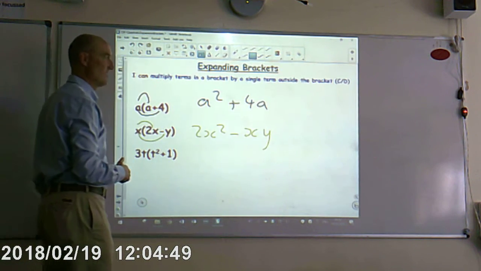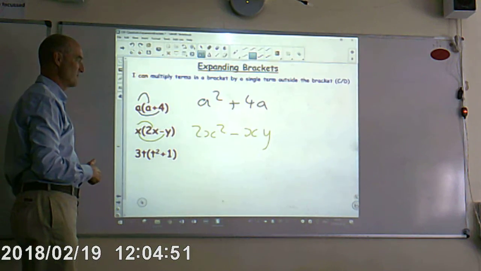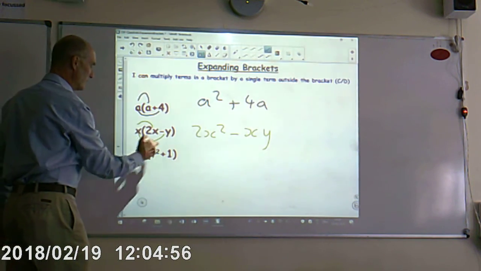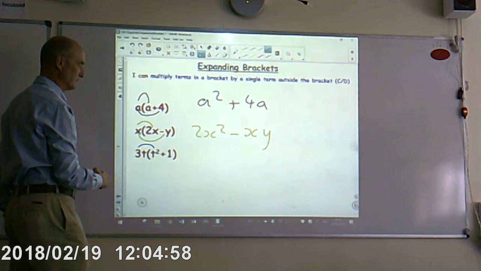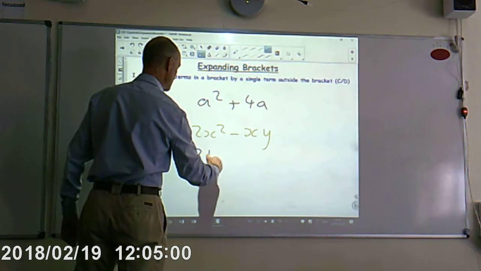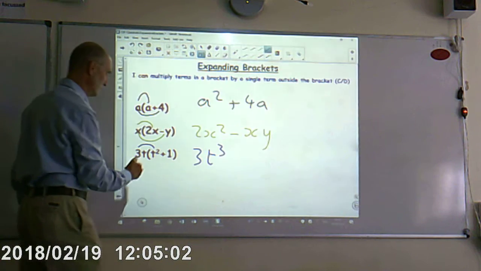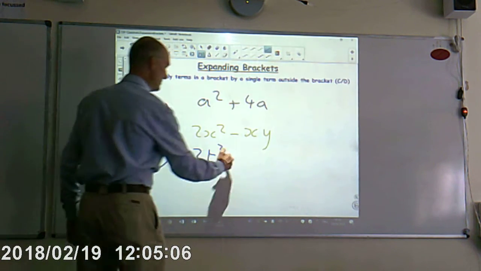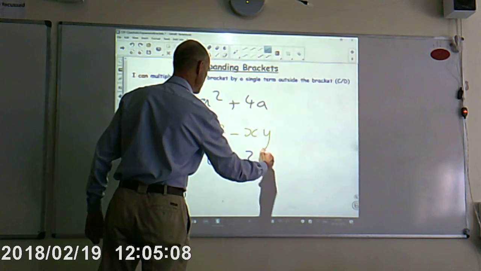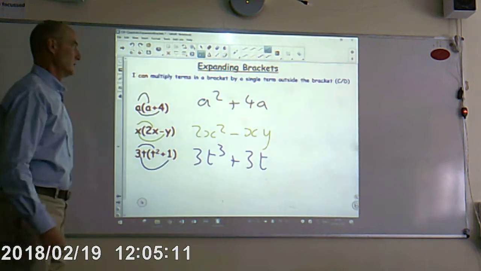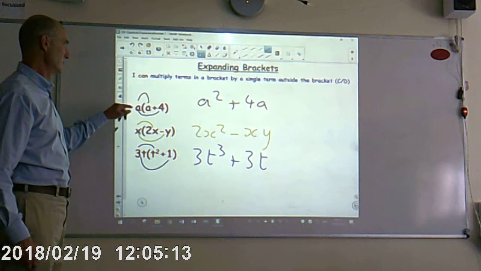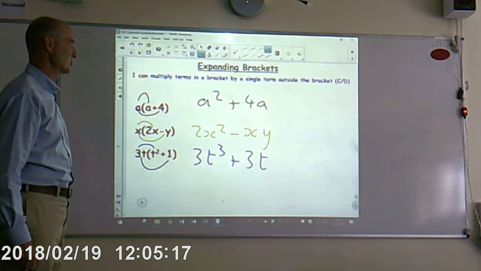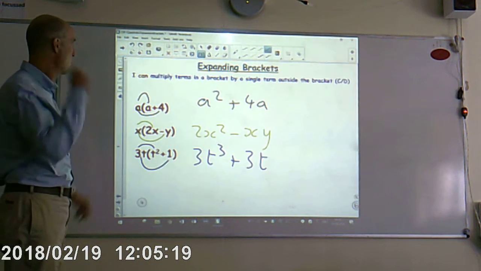Mathematicians like the variables, the letters in alphabetical order. 3t times t squared, 3t cubed. 3t multiplied by a positive 1 plus 3t. Multiplying everything inside the bracket by what is outside the bracket. That is expanding brackets. Simple form, one bracket.